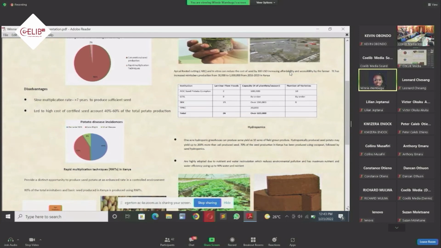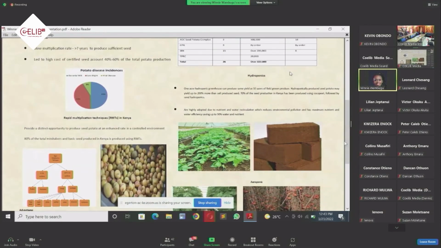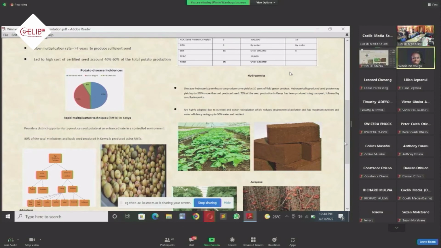The second RMT is hydroponics, the use of hydroponic system. Hydroponic system is a soilless production technique which involves growing plants on an aqueous solution of nutrients or an inert non-soil substrate. It has been reported that 1 acre of hydroponic greenhouse can produce the same yield as 10 acres of field-grown produce. It has also been reported that hydroponically produced seed potato can yield up to 200% more than soil-produced seed potato.